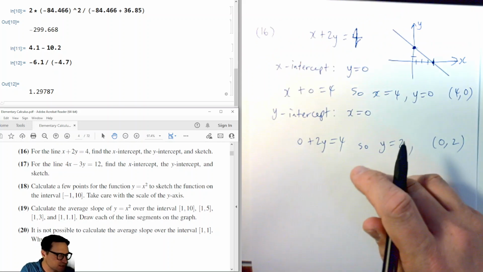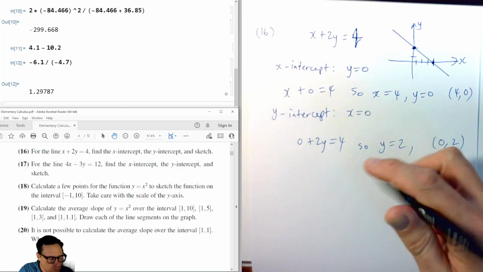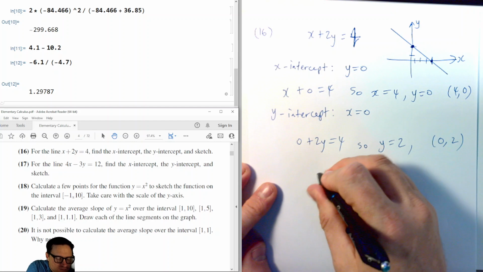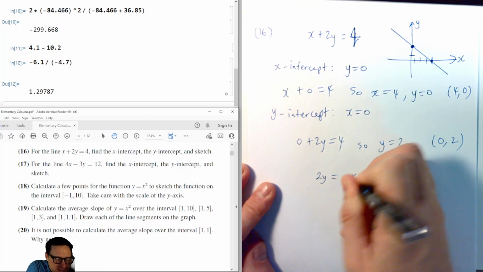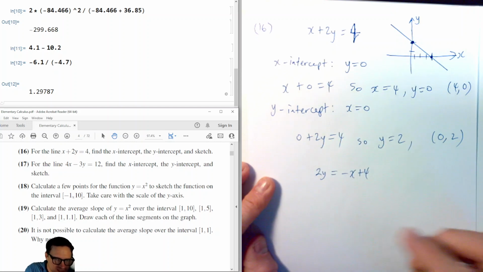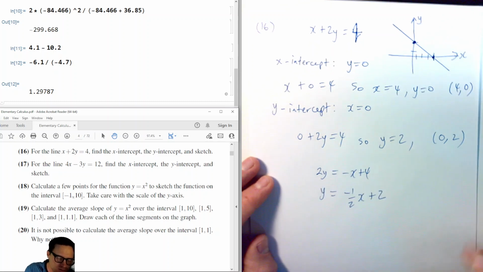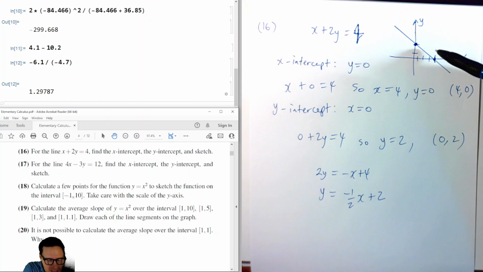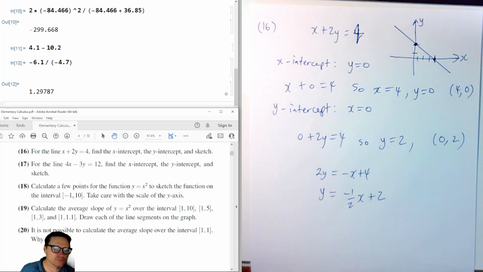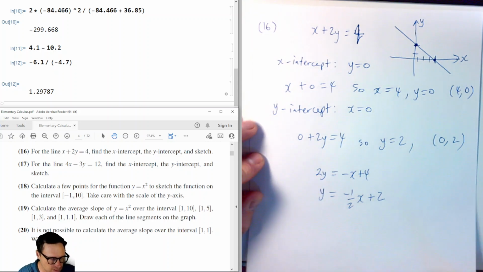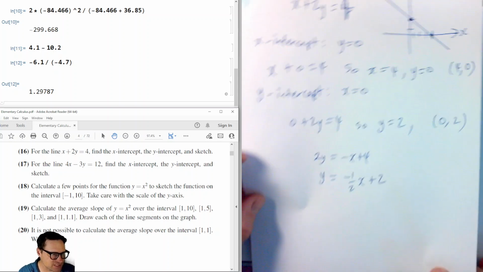And so if I put this equation in the so-called standard form, then I have 2y is equal to minus x plus 4, and then I divide by 2, and I get y equals minus 1/2 x plus 2. So the slope is minus 1/2, which you can see right there. All right, great. So moving on to question 17.